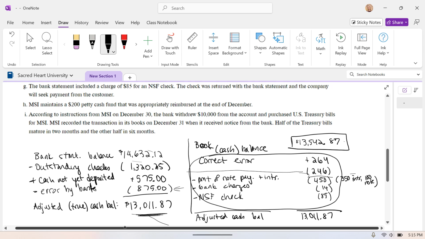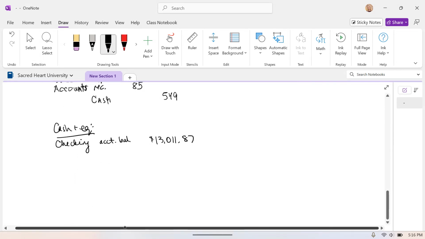Half of the treasury bills mature in 2 months and the other half in 6 months. So the reason that we're told that is that the ones maturing in 2 months are going to be included as cash equivalents, but the ones that mature in 6 months are not cash equivalents. They would go into a marketable securities or short-term investments account separately listed on the balance sheet outside of cash and equivalents. Okay, so 5,000 of the treasury bills, the ones with the 2 month maturity, are going to be included.